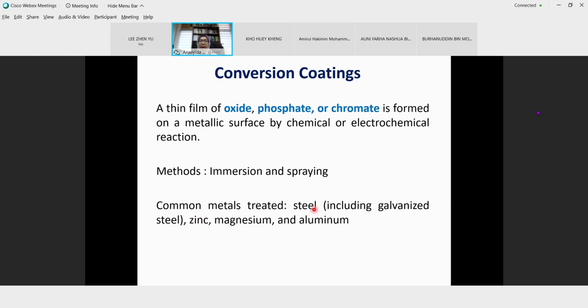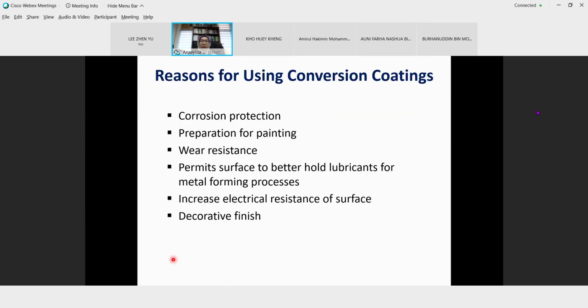So we can have different kinds of coating on the same material. For example, if we have galvanized steel, we can also add another layer of phosphating or chromating to enhance the corrosion protection. And if we want to do a process of painting, you can do phosphating followed by painting, so that you have limited electrochemical or corrosion happening under the paint, because we have another layer of phosphating. So this is a common reason why you use conversion coating.